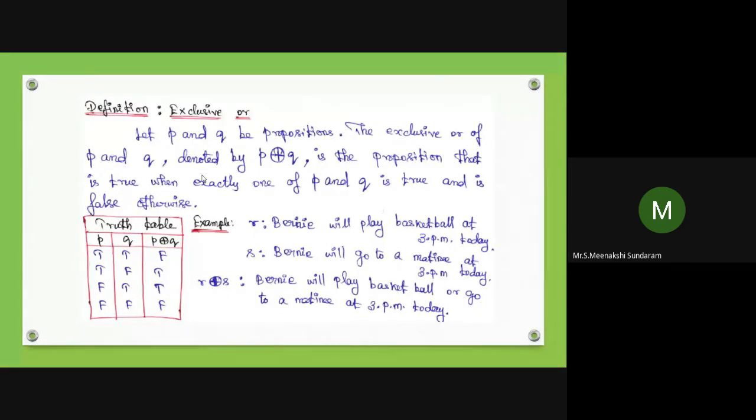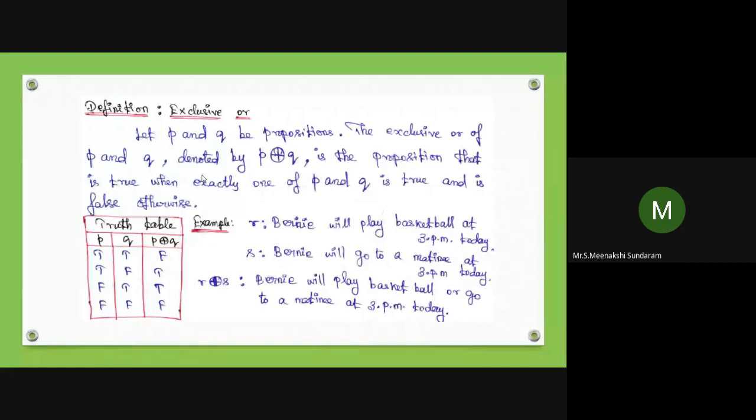I will give some examples. Bernie will play basketball at 3 p.m. today. Or Bernie will go to a matinee show at 3 p.m. today. At the same time, he can go to only one of them, either basketball or matinee. If he went to basketball, he cannot go for the matinee.